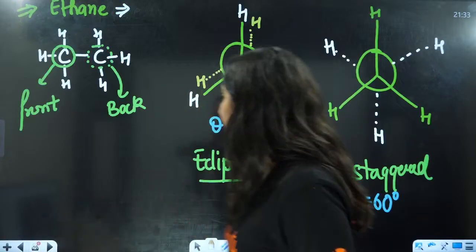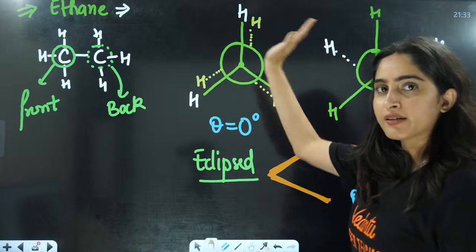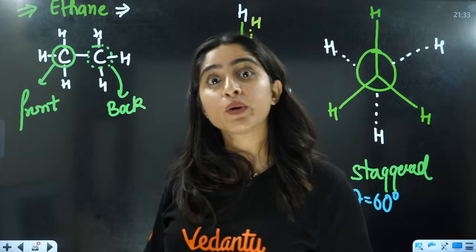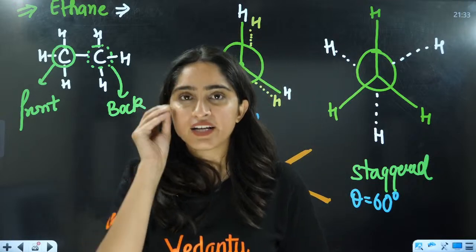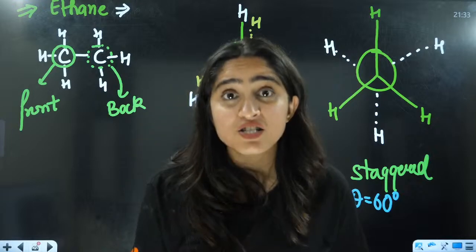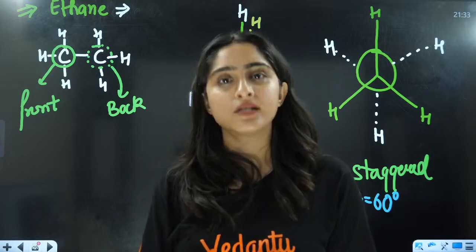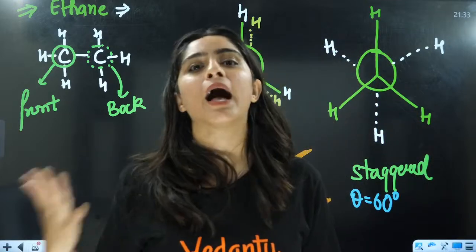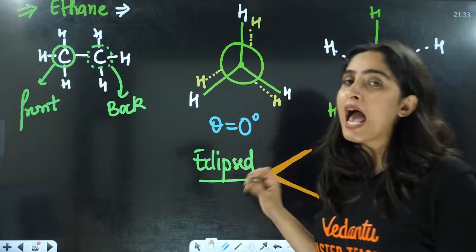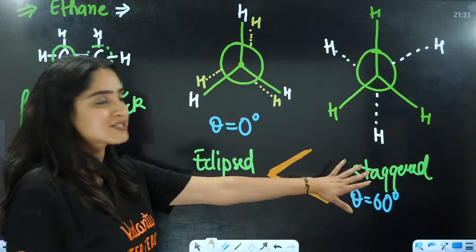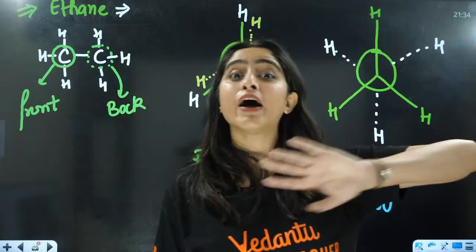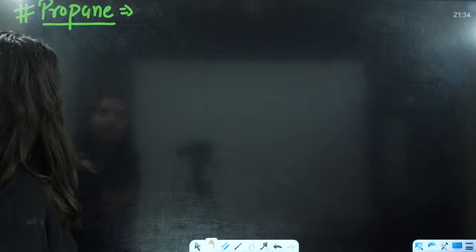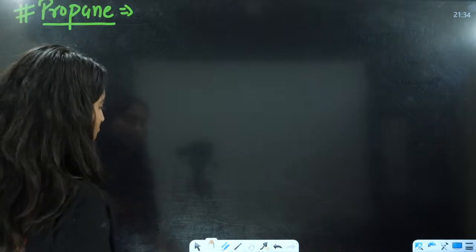You can rotate it at any angle. You can rotate it at 1 degree, 2 degrees, 3 degrees. That is why we have written there are infinite conformers. Because there are so many angles, you can't define a separate structure for each one. That is why we have defined structures only for some angles, like 0 degrees, which we call eclipsed, and 60 degrees, which we call staggered. Otherwise you have an infinite number of conformers here. Now let us draw another structure, that is propane.